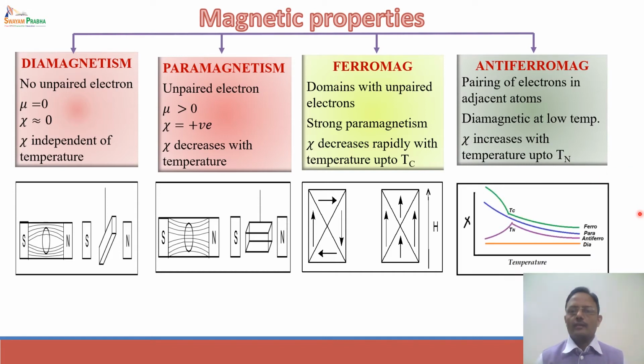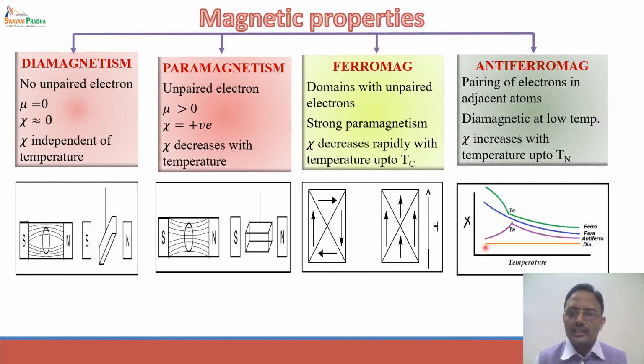This is the graph which shows the behavior of 4 types of magnetic substances. The first lower graph is showing the diamagnetic susceptibility with respect to temperature, which is almost constant with increase in temperature. This third graph is showing paramagnetic behavior. This green graph is showing ferromagnetic behavior, a rapid decrease in magnetic susceptibility up to the Curie temperature and a slow decrease, similar to paramagnetism, above the Curie temperature.